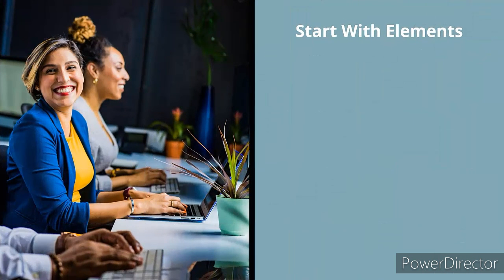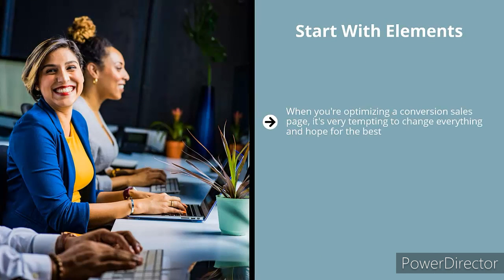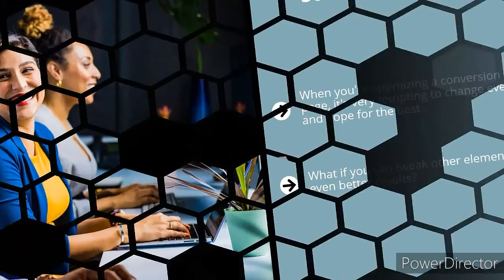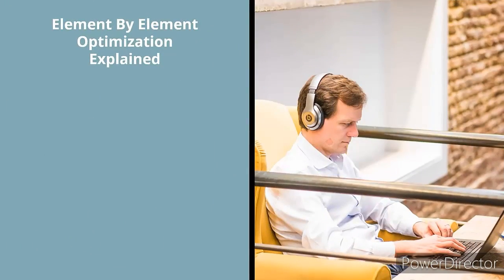Start with elements. When you're optimizing a conversion sales page, it's very tempting to change everything and hope for the best. I'm telling you, that strategy is no strategy at all, because even if you're successful, you don't know which change accounted for your success. What if you can tweak other elements to get even better results? Unfortunately, if you just changed everything, you're left in the dark as to which change actually accounted for the drastic improvement in your results.